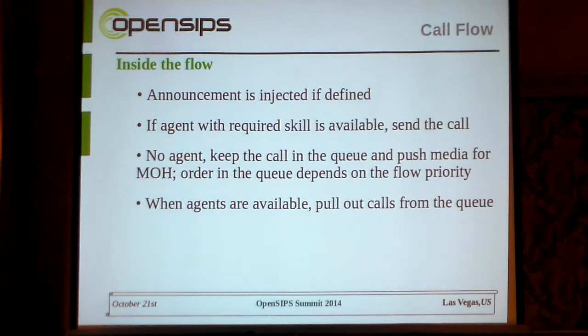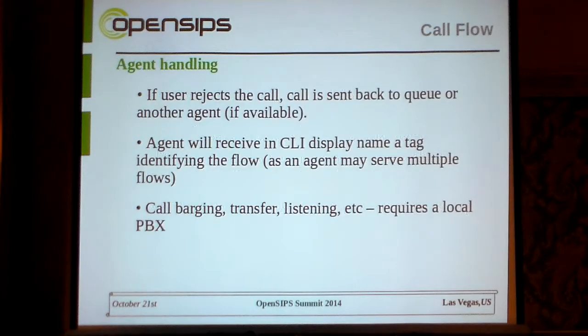So once the flow is selected, if defined, you have an announcement, which can be a welcome or whatever you want. Then it will try to deliver the call to an agent, based on the skill. If there is no available agent, of course, the call is sent to the queue, playing music or some kind of music on hold. And when new agents become available, like new agents logging in or agents getting out of the wrap-up time, calls are taken out from the queue, respecting the priority of the flows, and delivered to the agent.